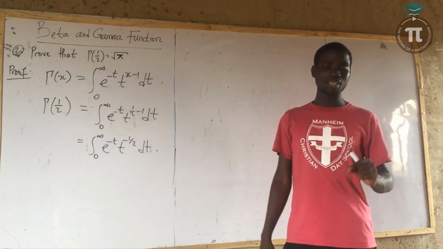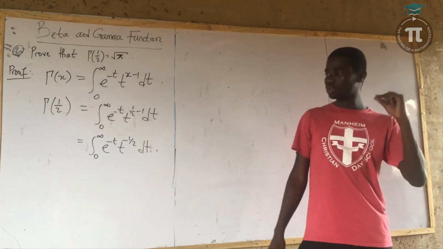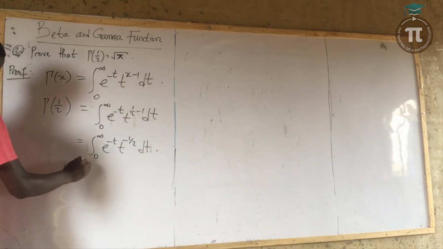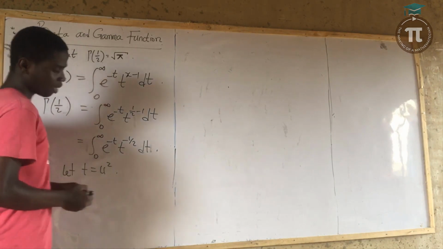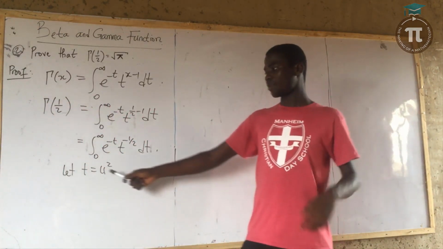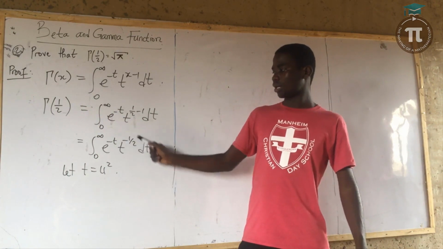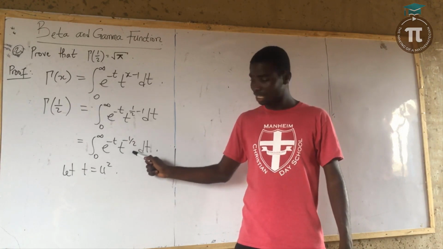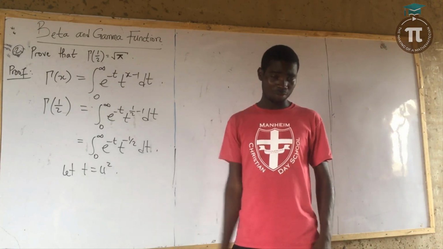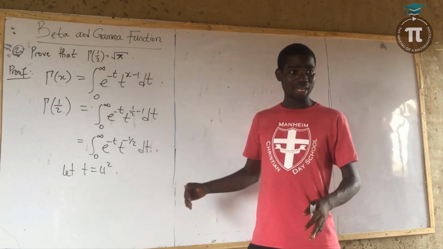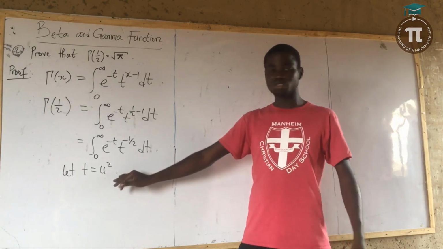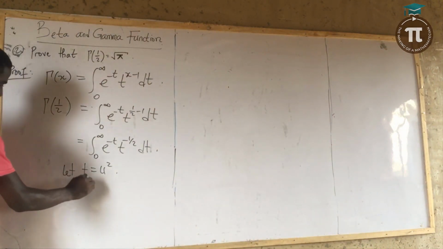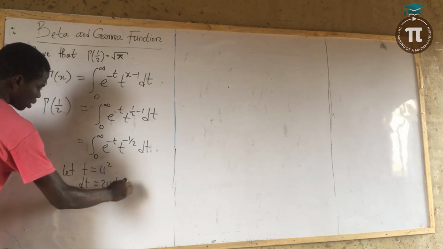Now I will let t be equal to u squared. If I let it be equal to u squared, that means t raised to the power 1/2 will be u. When you exclude the negative sign here, that's where I got my substitution from. By the time you continue solving and we arrive at our answer, you will see why I use this substitution. So differentiate: dt will be equal to 2u du.